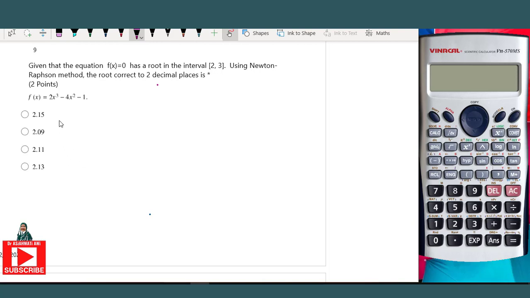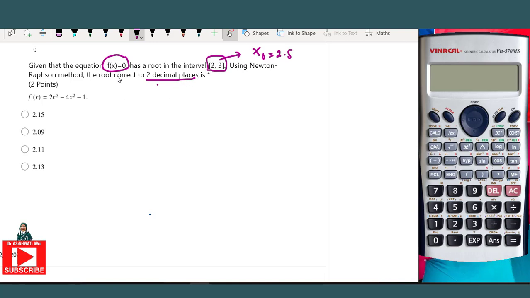Number 9. Given that the equation f(x) is equal to 0 has a root in the interval from 2 to 3, using a numerical method, the root correct to 2 decimal places is, so we need to find the root. The root lies between 2 and 3. So let's say the initial value is 2.5, in the middle of 2 and 3.